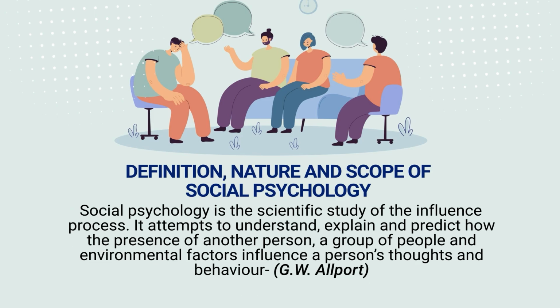Coming to the fourth definition given by G.W. Allport, who has been a very important name in the area of social psychology. He says that social psychology is the scientific study of the influence process. It attempts to understand, explain, and predict how the presence of another person, a group of people, as well as how the environmental factors influence a person's thoughts and influence the behavior of that person.